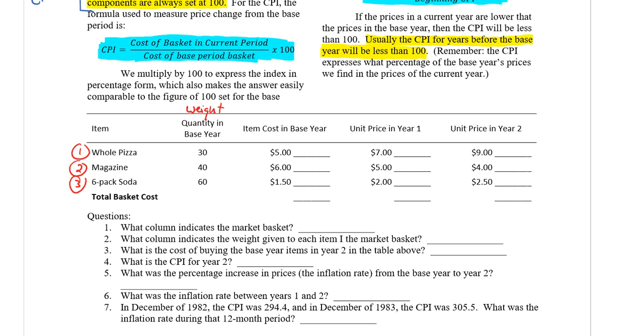How important is it? Right now, it looks like I have 30 pizzas purchased at $5 each, so my price in the base year is $150 spent on pizzas. I have 40 magazines at $6 each, so it's $240 spent on magazines, and then 6 times $1.50 is $90 spent on soda. I'll add in some dollar signs here. When I add up my entire basket, this is $480.